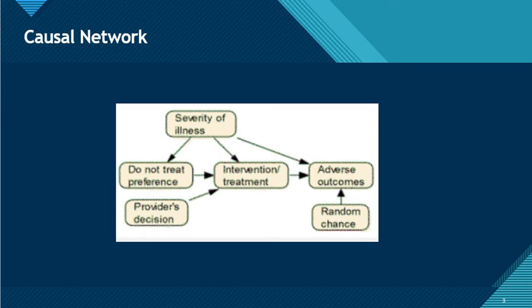Before jumping into the question, I'd like to quickly review the causal network provided. As a recap, we know causal networks are directed graphs. There are various parent and child nodes or relevant nodes in the network shown. We can see that severity of illness is a parent node of do not treat preference, intervention/treatment, and adverse outcomes. As a side note, we see that random chance is included on the bottom right as a parent node. This is the error term, which indicates the unexplained variance within the model, and we will be including it in our equations.